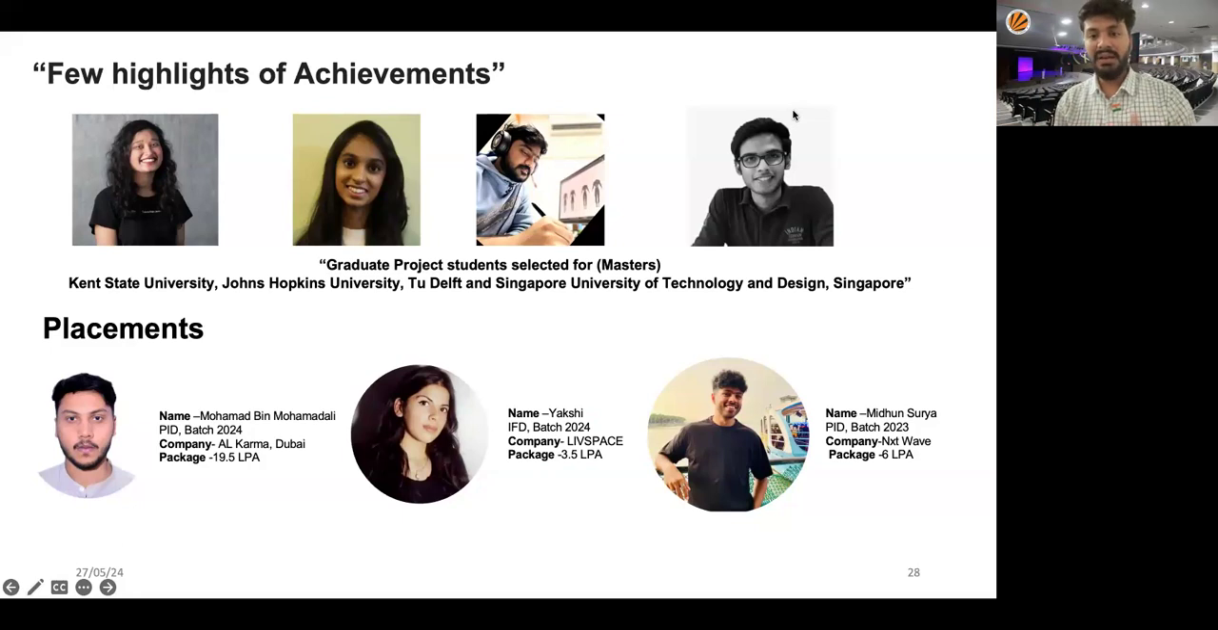So placement, I would like to highlight, due to the time constraint, only a few of the things which are crucial. From product design, student Mohammed Bin is getting a package of 19.5 lakh in Abu Dhabi, and Jakshi from IFD is getting a good package in a company, that is 3.5 lakh. Another one, Midun Surya, is also here. They are getting a good package in a UX UI company, that is 6 lakh. So lots of opportunities here. The only thing is that if you have courage, if you have the ability to learn something, if you have the ability to take on challenges, then you are able to do everything. So these are a few of the highlights.